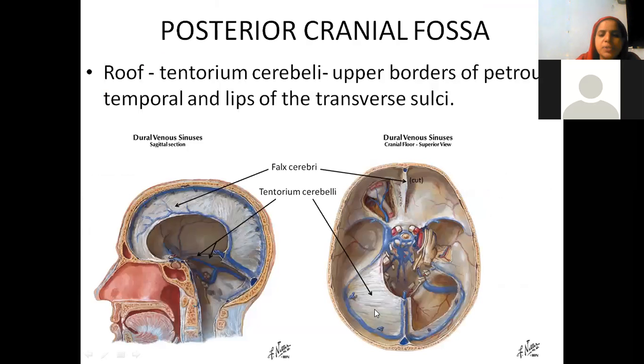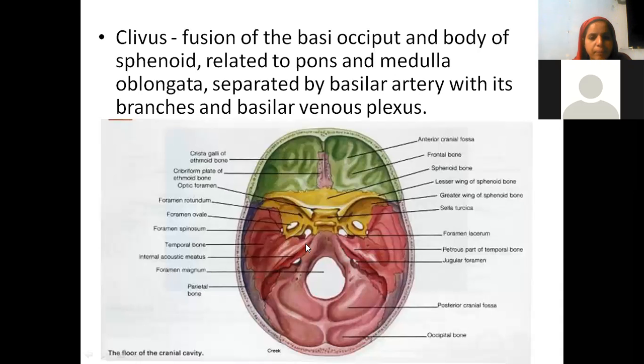Now coming to the posterior cranial fossa. The roof of the posterior cranial fossa is formed by a fold of dura mater, which is the tentorium cerebelli. This one, the tent. If you just remove this tent, we will be able to see the posterior cranial fossa. The tentorium cerebelli is attached along these margins, nothing but the lips of the transverse sulcus. So this area is clivus.